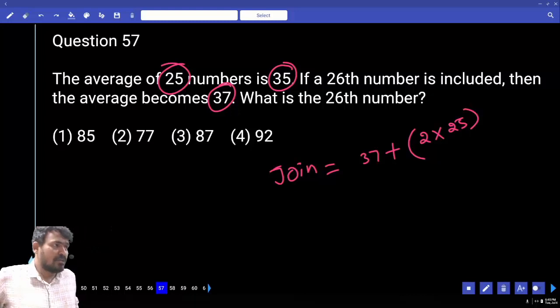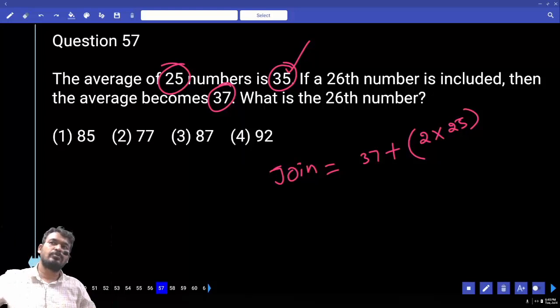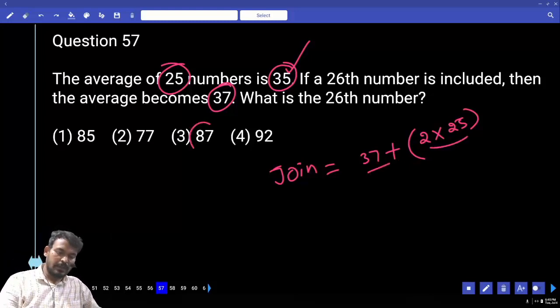Before adding the 26th number, how many numbers are there? 25 numbers. Each number is how much? 35. After adding the 26th number, each number becomes 37, which means every position is increased by 2. Then for the total 25 positions, how much is the value increased? 50. That 50 is added to which one? 37. What is the answer? 87.